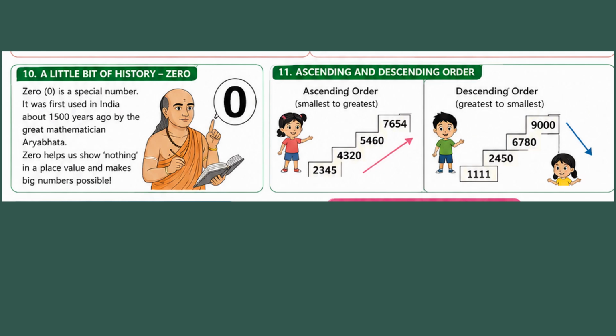Ascending and descending order. Ascending means moving from small to big, and descending means moving from big to small. For example, 2345, that's a smaller number. Then moving to 4320, 5460 and 7654. And descending order is you move downwards from bigger number to smaller number.